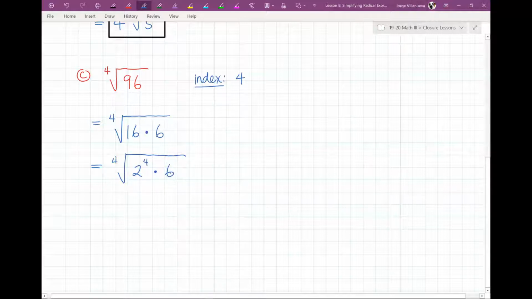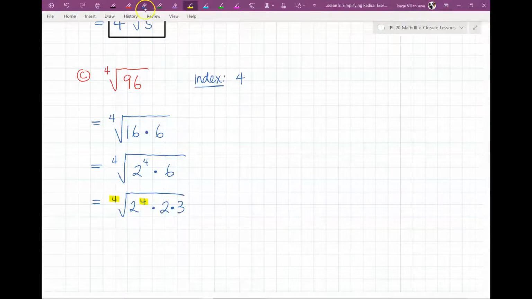Okay, and actually, I can break down that 6 a little bit more into 2 to the 4th times 2 times 3. But you notice the 2 and the 3, they don't have a 4th power. There's no way I can make it into a 4th power. The only thing that has that 4th power is that 2 right there. So that 2 will come out. And what's left over is a 2 times 3.